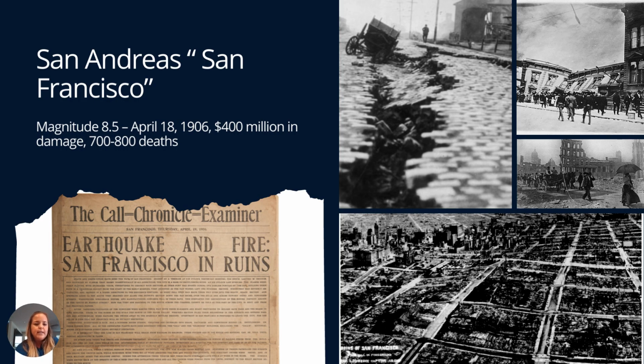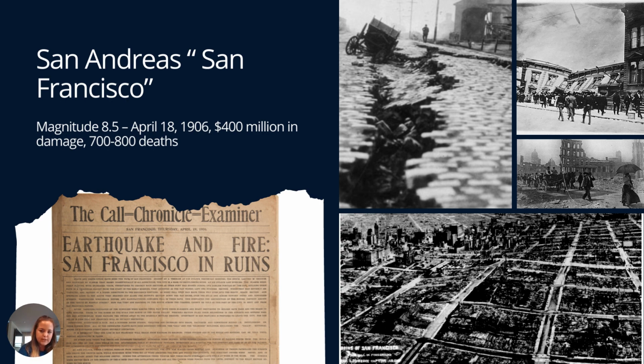All right, so the San Andreas San Francisco earthquake of 1906. This one was how geologists discovered that there was a very large transect fault through California. And this was a magnitude 8.5, one of the largest recorded on the San Andreas. It caused $400 million in damage in 1906. I don't even know what that is in 2023, but it's a lot. And that would be 700 to 800 deaths, which could have been a lot more, but there weren't that many people living in San Francisco as there are today.